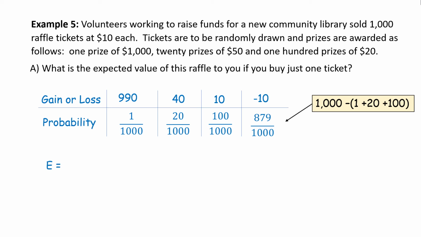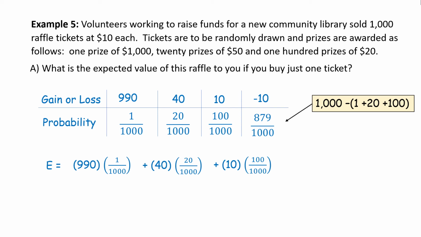Now let's use our expected value rule to compute the expected value. We take the outcome, which is $990, and multiply it by the probability of 1 over 1,000. Take the outcome of $40 and multiply it by the probability of 20 over 1,000. Take the outcome of $10 and multiply it by the probability of 100 over 1,000. And take the outcome, you just bought a ticket but didn't win, that probability is 879 out of 1,000.